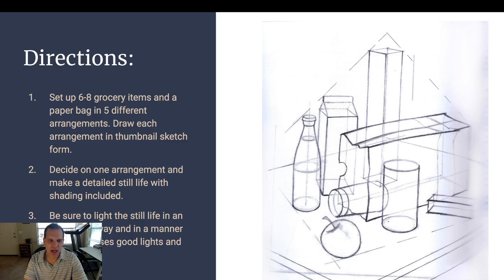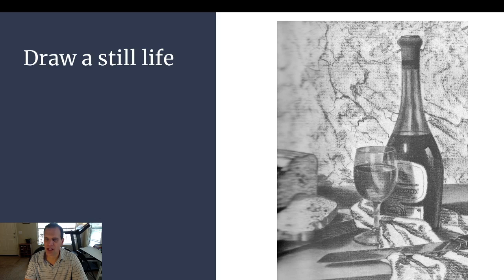Okay, so after you've decided on one thumbnail sketch that you like in particular, you're going to expand that thumbnail sketch into your final still life, your nice final piece that you're going to draw. So you'll decide on one arrangement and make a detailed still life with that arrangement, and include shading. Kind of like what we have here. We've got some nice time and effort put into the shading as well as the drawing.